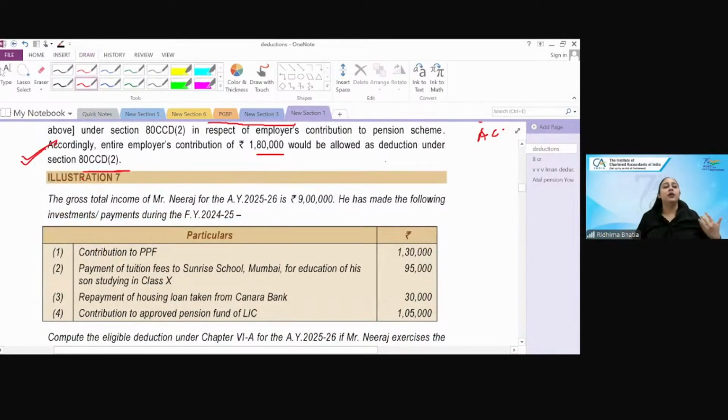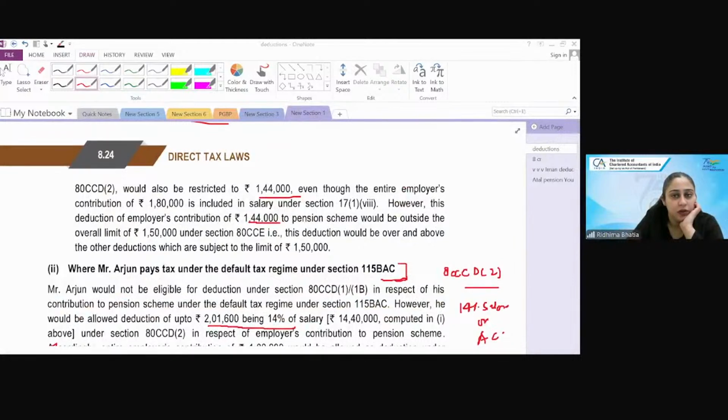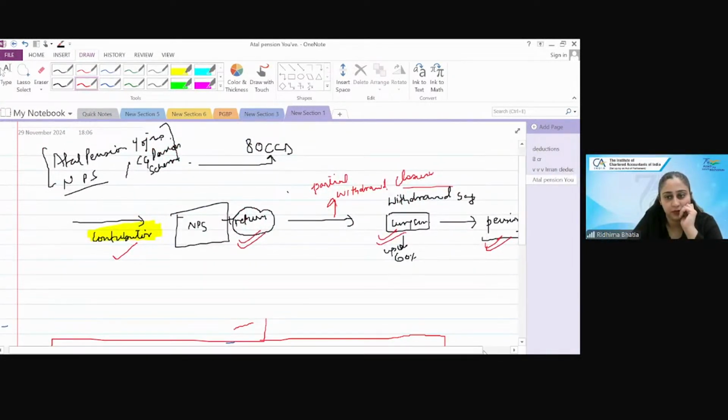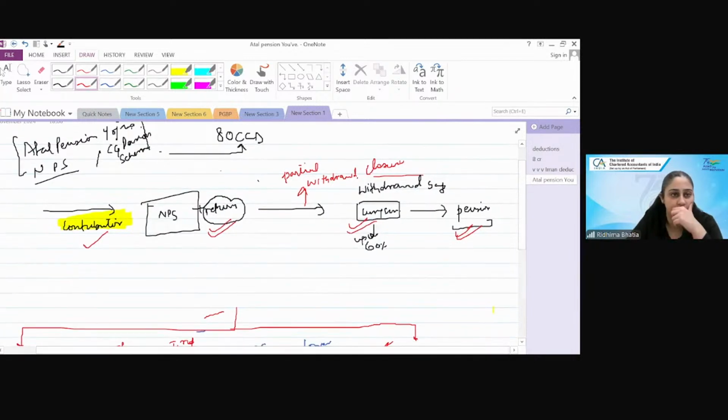सबको अच्छे से समझ आ गया? Because people really get confused about why 80 CCD subsection 1, 1B, 2 and all that, and we devoted a good 20-30 minutes to understand the basics of it. Ansha, Ankita, everyone sorted?